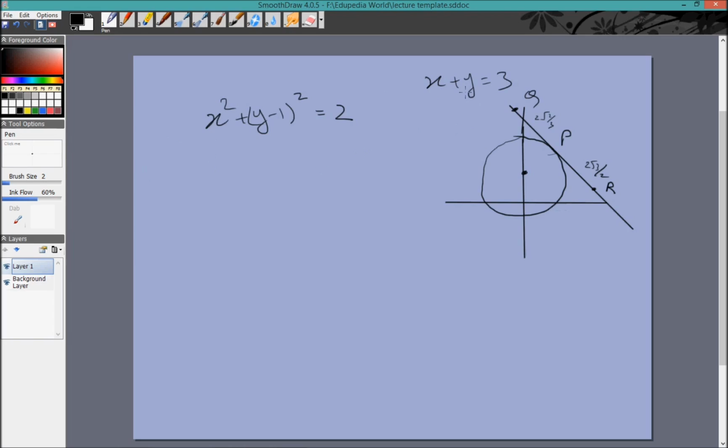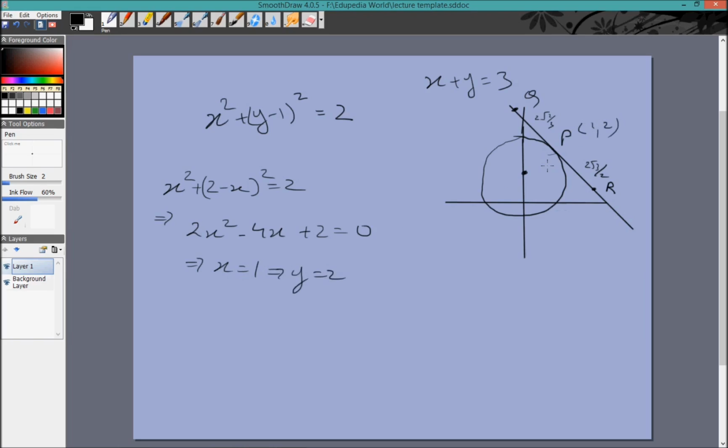We can put y as 3 minus x, so we get x squared plus (2 minus x) whole squared equal to 2, which gives 2x squared minus 4x plus 2 equals 0, which gives x squared minus 2x plus 1 equals 0, so x is equal to 1, which gives y equal to 2. So point P is (1, 2).